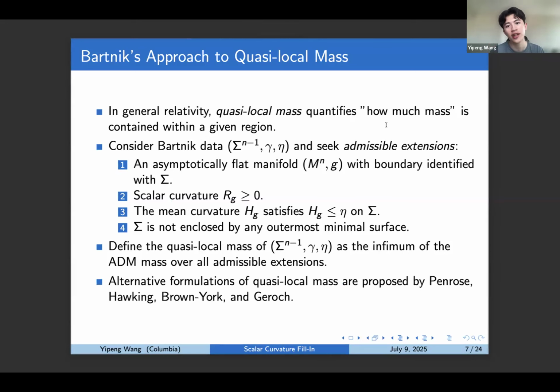Okay, and finally, I should also mention that this is just one approach to this problem. There are a lot of works regarding the quasi-local mass problem in general relativity, and there are also different formulations proposed by different mathematicians and physicists, including Sir Roger Penrose, Stephen Hawking, Brown and York, and also Geroch. We'll also talk about the alternative formulation due to Brown and York later, and you will see that in some sense, different definitions will also be equivalent under some situations.